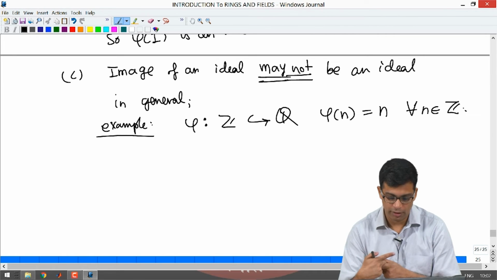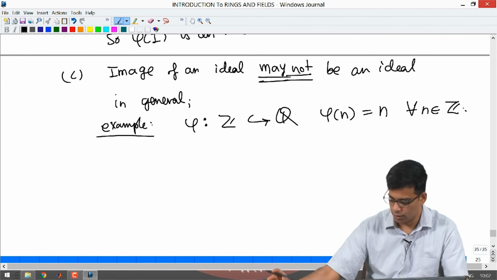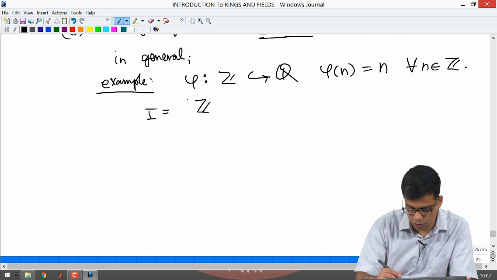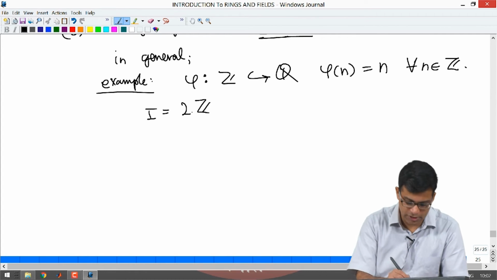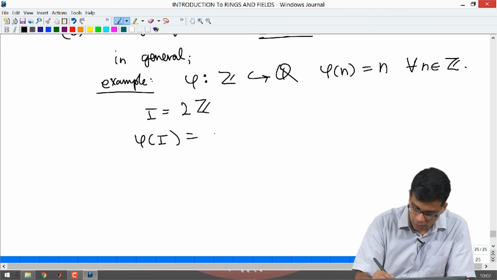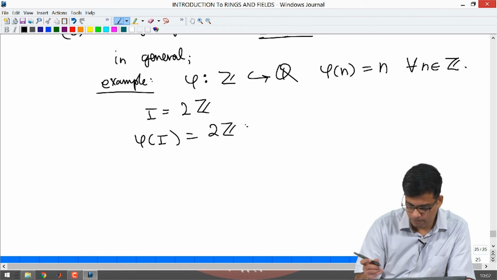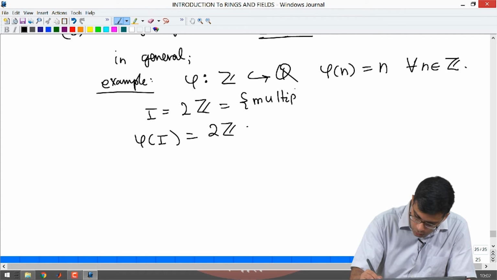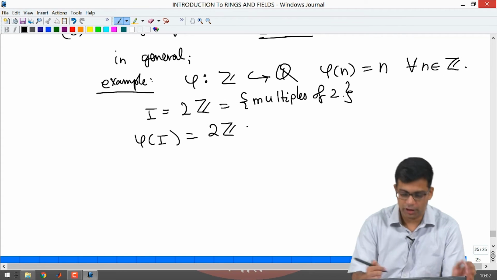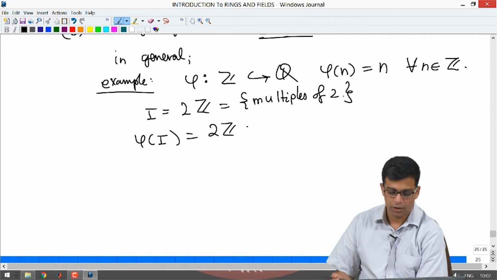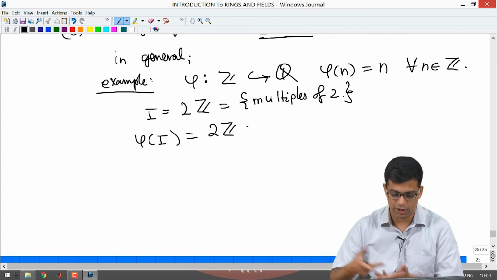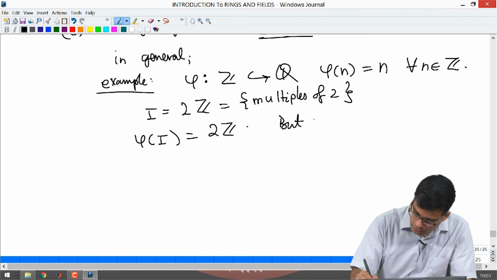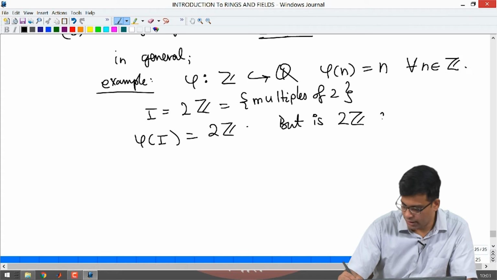I claim that here the image of an ideal is not an ideal. For example, take I to be 2Z, the ideal 2Z that we have considered earlier. What is the image of 2Z? It is just 2Z, all multiples of 2, and the map phi is actually just the inclusion map. You take an integer and put it inside the rational numbers as it is. So the image is 2Z, but is 2Z an ideal of Q?